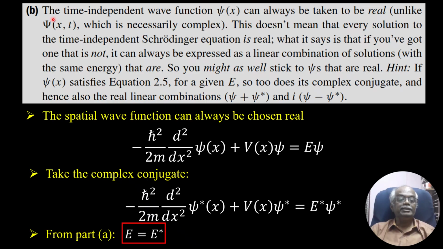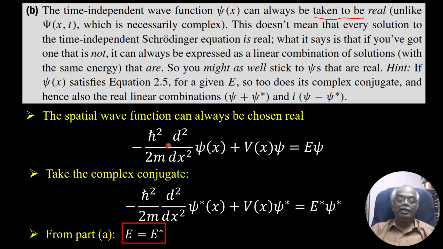Next theorem is that the time independent wave function, that is psi of x, can always be taken to be real. That is the first part. We have to prove that it is taken to be real, and naturally their linear combination. So their linear combination is psi plus psi star and i times psi minus psi star. So first, the spatial wave function can always be chosen real. We have to see the proof.